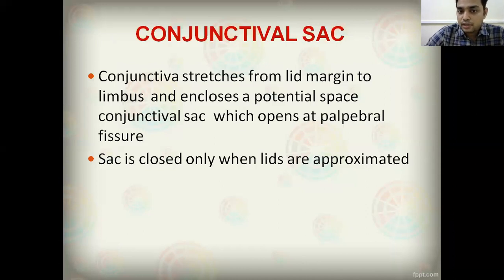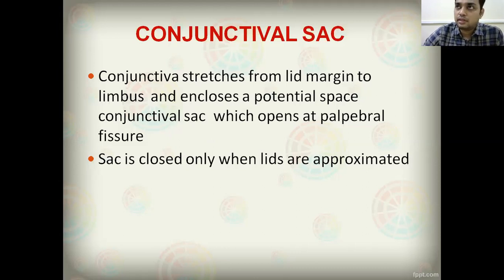This sac opens at the palpebral fissure. The palpebral fissure is nothing but the gap between the upper and lower lid margin. So when we close the eyelids, the sac is approximated, and when we open the eyelids, the sac is opened. So the sac is closed only when the lids are approximated. You understand, the conjunctival sac is nothing but the potential space enclosed by the conjunctiva, which extends from the lid margin to the limbus.